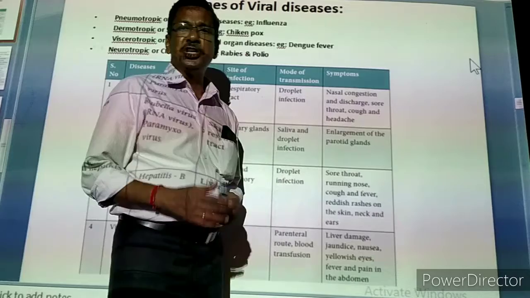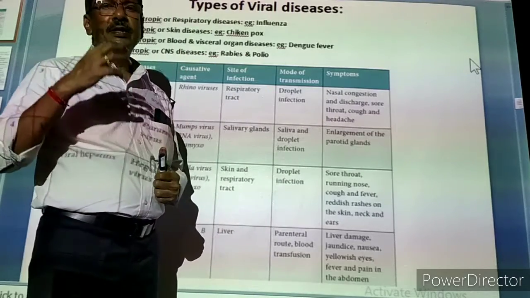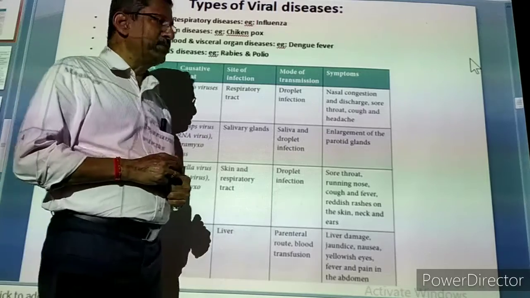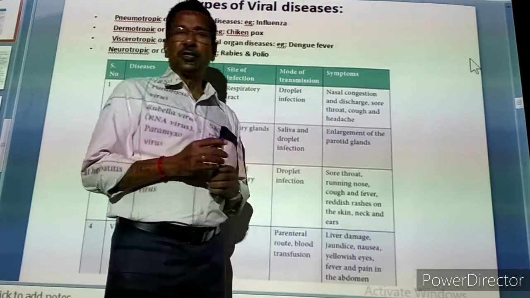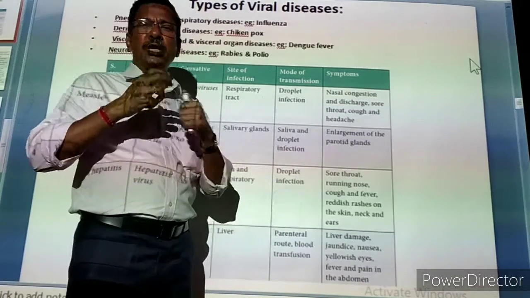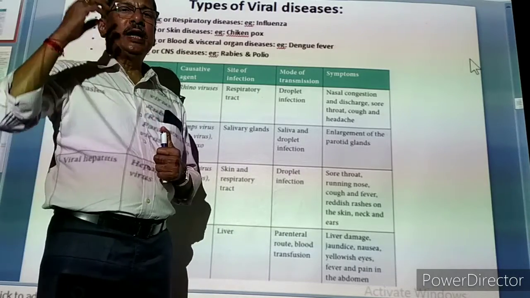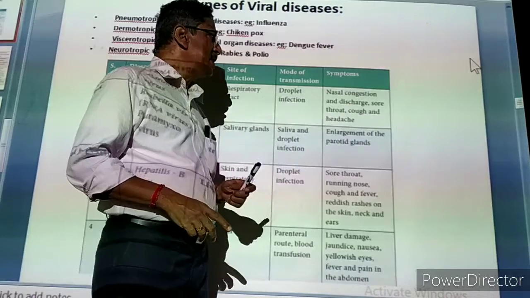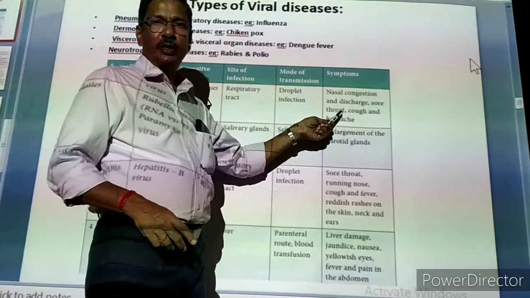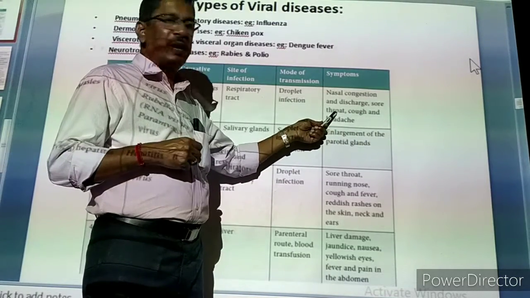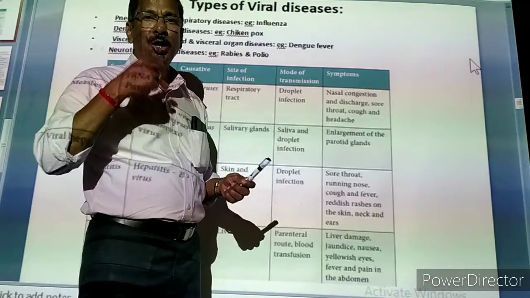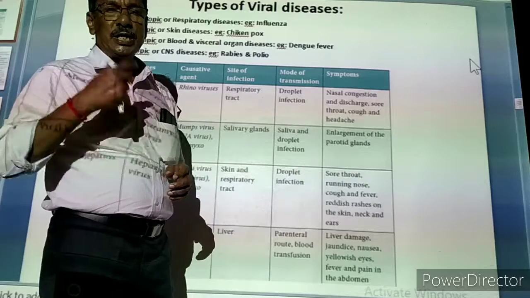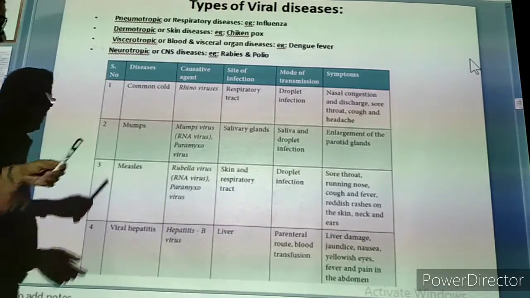Symptoms will be nasal congestion. Nasal congestion means the nose will be blocked completely. We may find it very difficult to breathe. Then, the discharge. After some time, the blockage will be completely removed and the mucus will come out of the nose, a running nose. That is called nasal discharge. Sore throat. The throat infection will be there, severe pain will be there, we may find it difficult to swallow, we may find it difficult to talk. Cough and a headache, continuous cough and headache will be present.